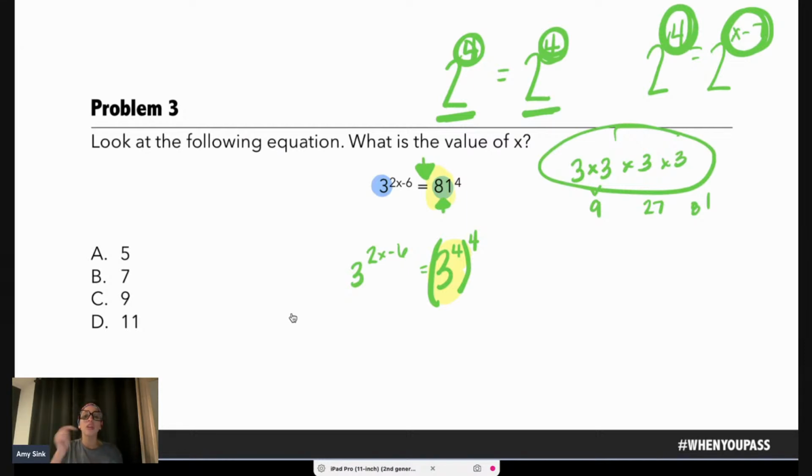Now, it is not 3 to the 4th power plus 4. It's 3 to the 4th power, and then 81 is 3 to the 4th power. So we have to do the power to the power. What do I do when I have a power to a power? I multiply them. So this becomes 3 to the 2x minus 6 equals 3 to the 16th power.